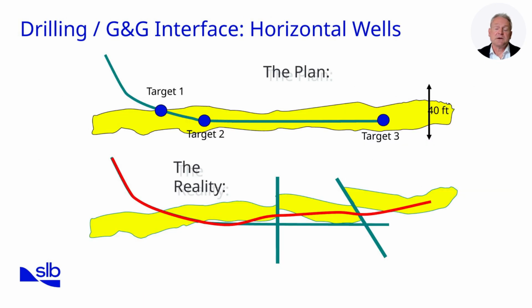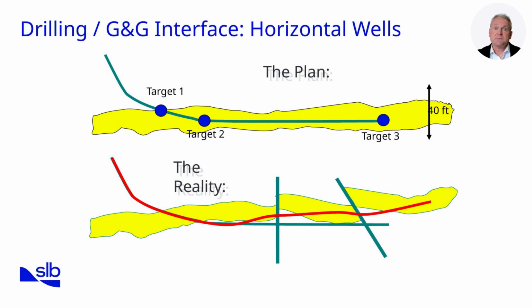Here we see the practical interaction between drilling and geoscience when targeting horizontal wells. The top picture shows the plan. The 3 targets represent the reservoir zones we want to access. The plan is a smooth well trajectory connecting each of these zones. However, the reality is often different. Variability in the geology, measurement limitations, and drilling uncertainties cause the actual well path to deviate from the plan.